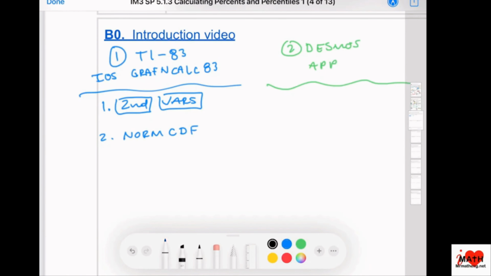Basically that stands for a normal distribution. C stands for cumulative density function.